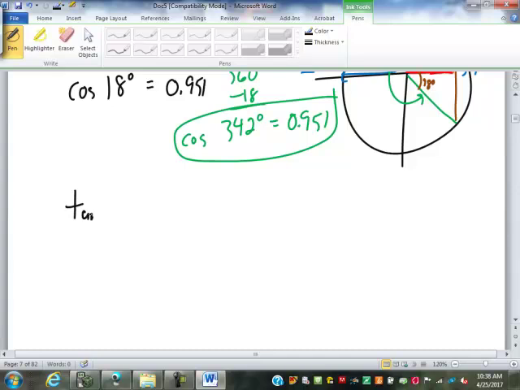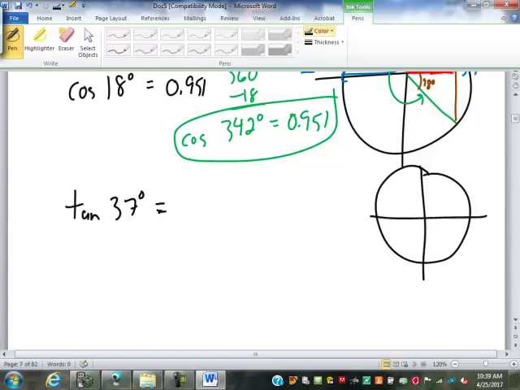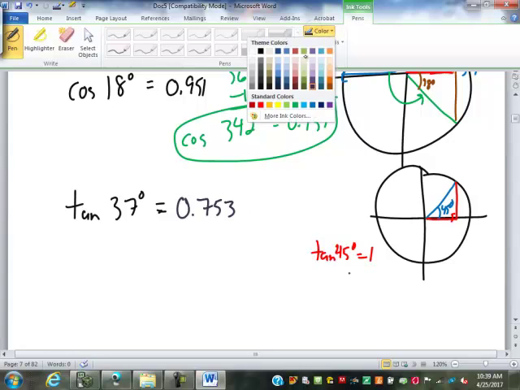Tangent of 37 degrees. Now, before you punch this in, is this going to be bigger or smaller than 1? Smaller than 1. How do I know that? 45 degrees is right here, right? At 45 degrees, this side and this side will be the same size, so tangent of 45 is 1. If the angle is smaller than 45, it's going to be less than 1. Bigger than 45, more than 1. So this comes out to be 0.753. Works for me.